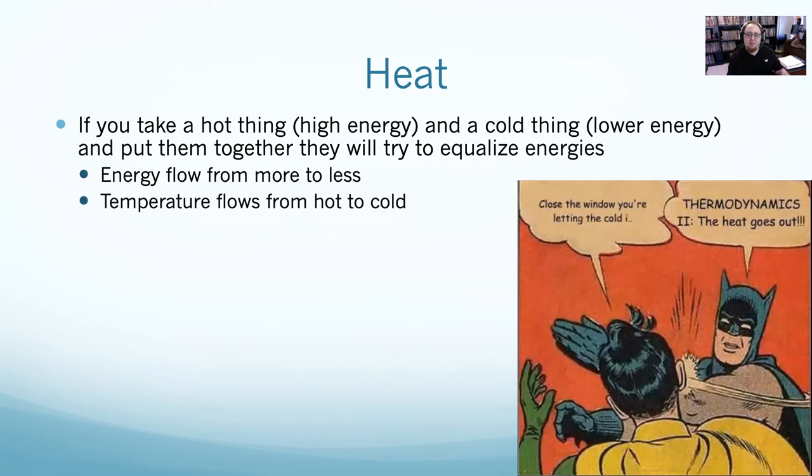Anytime you take a hot thing and a cold thing and put them together, they will try to equalize energies. All things want to have the same amount of internal energy. This gets into the idea of the heat death of the universe, but that's a whole other story. If you take water and put ice in it, the ice heats up and the water gets colder. That's because it wants to have the same temperature, and energy always flows from more to less.